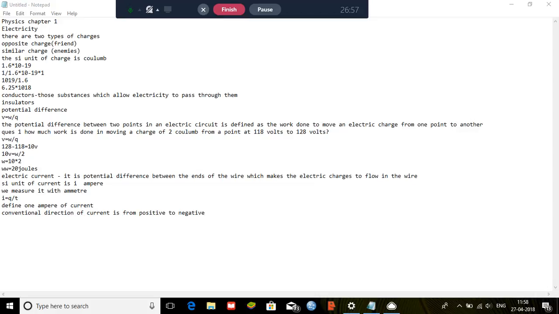So how to draw a circuit diagram is that in every circuit diagram, there is one common thing which is there every time. Just a second, I have to write this. In a circuit diagram, one common thing is actually a battery.